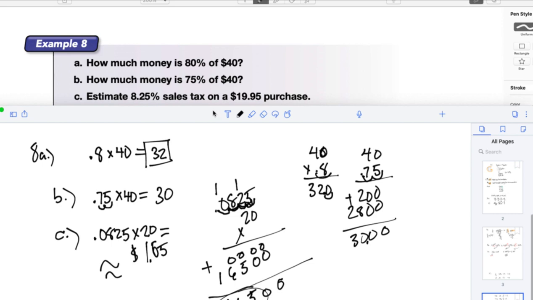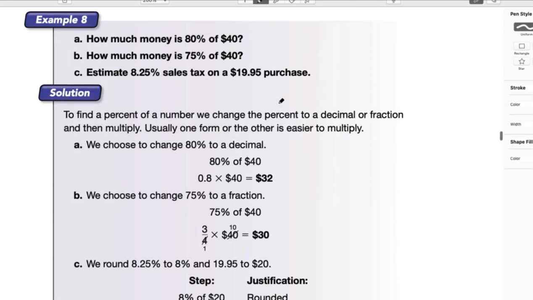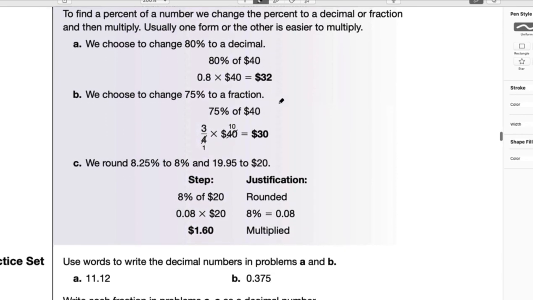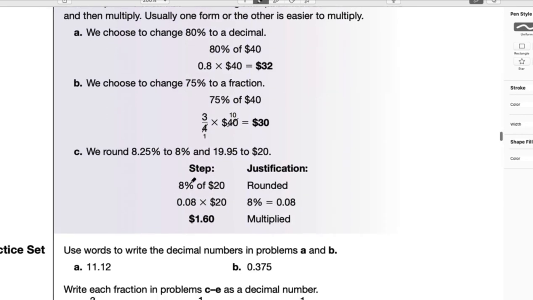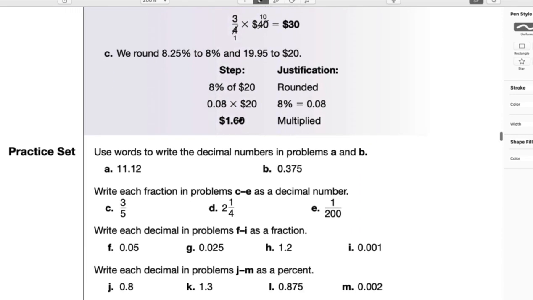Let's go ahead and see what our text had. I think everything we have is pretty good. They did the same thing. Actually, they rounded the 8.25 to 8, which is nice. And when they did that, they got $1.60, which is pretty good. I think I got $1.65 or whatever. So nice. And now we're up to the practice set.